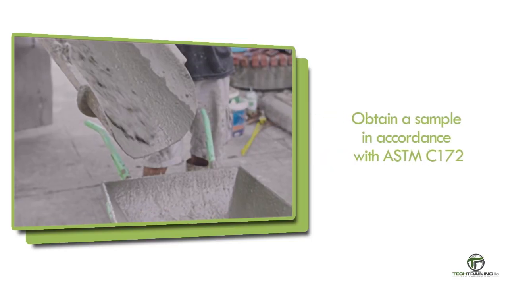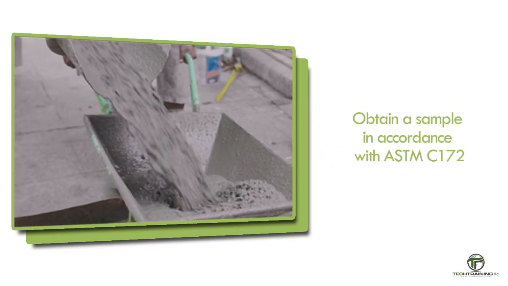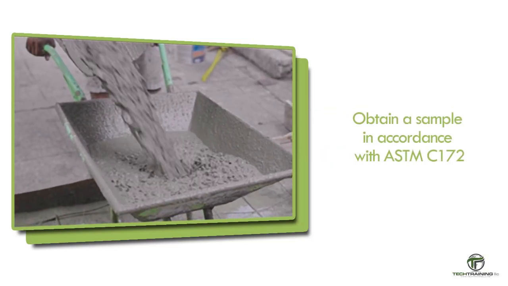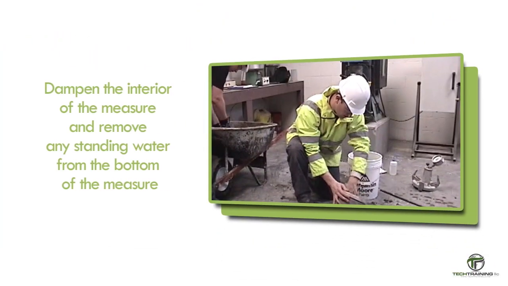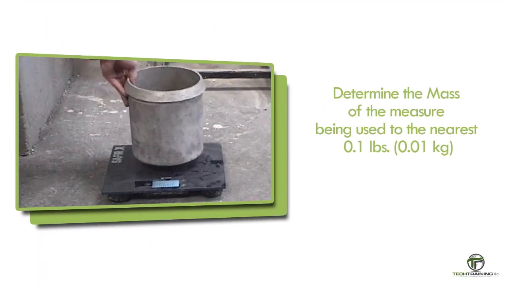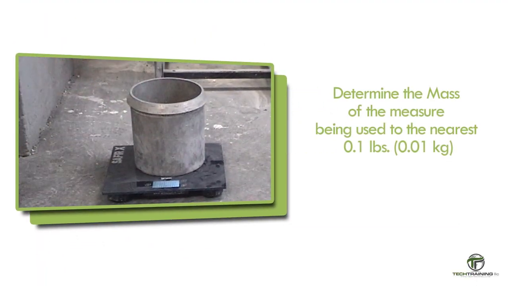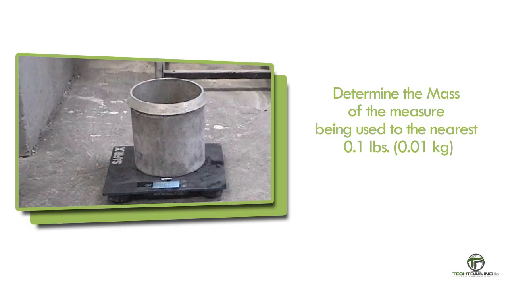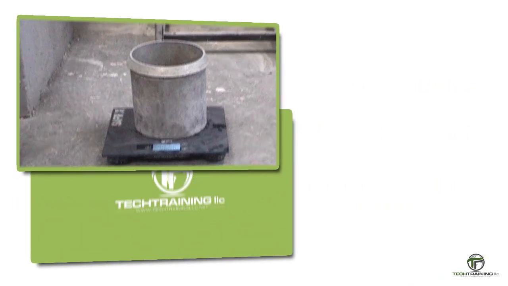Obtain a sample in accordance with ASTM C172, standard practice for sampling freshly mixed concrete. Dampen the interior of the measure and remove any standing water from the bottom of the measure. Determine the mass of the measure being used to the nearest 0.1 pounds, or 0.01 kilograms. For this example, the weight of the measure is 8.8 pounds, or 3.99 kilograms.